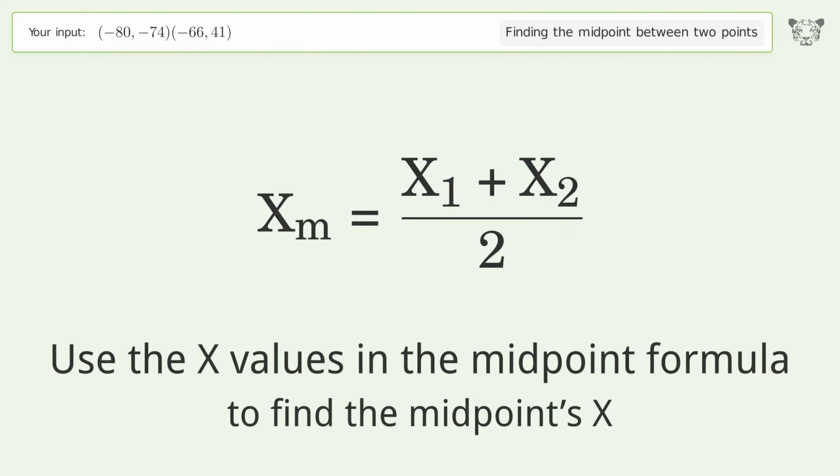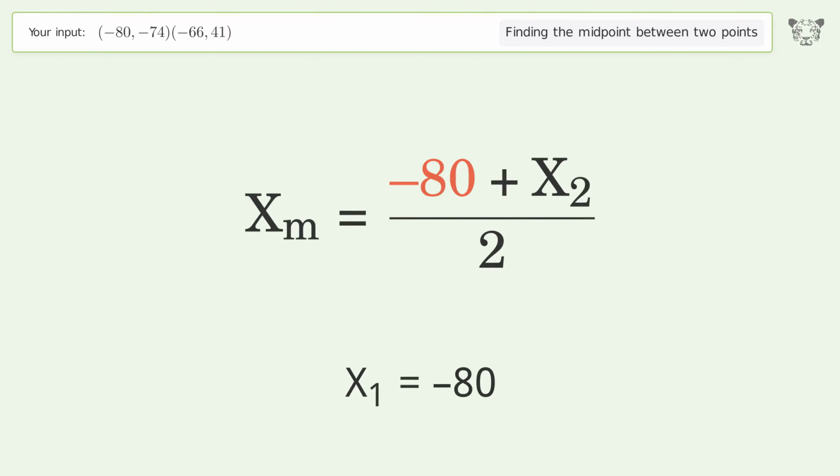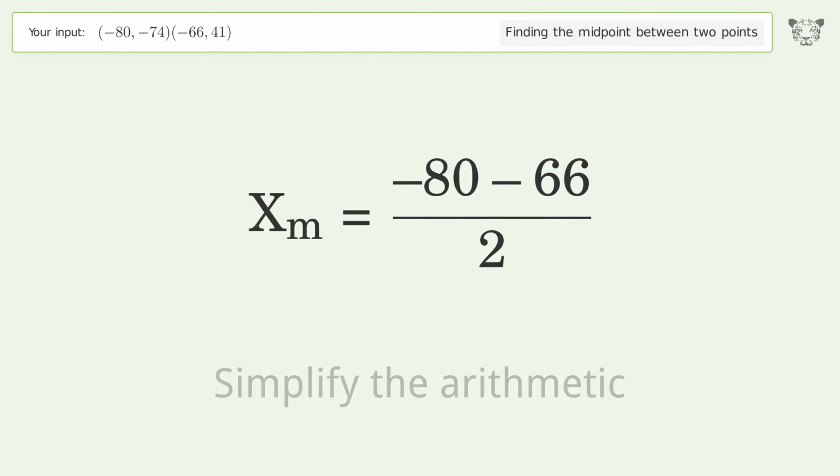Use the x values in the midpoint formula to find the midpoints x. x1 equals -80. x2 equals -66. Simplify the arithmetic.